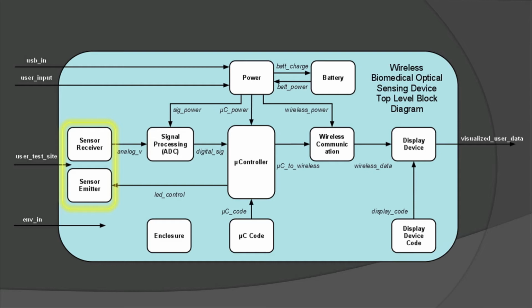The amplifier is also needed due to the low amplitude of the signal generated from the wrist compared to the other more common pulse oximeter test sites. The output becomes a signal readable by an ADC. The signal processing block takes the analog voltage generated by the sensor receiver and converts it into a digital signal to be used by the microcontroller.